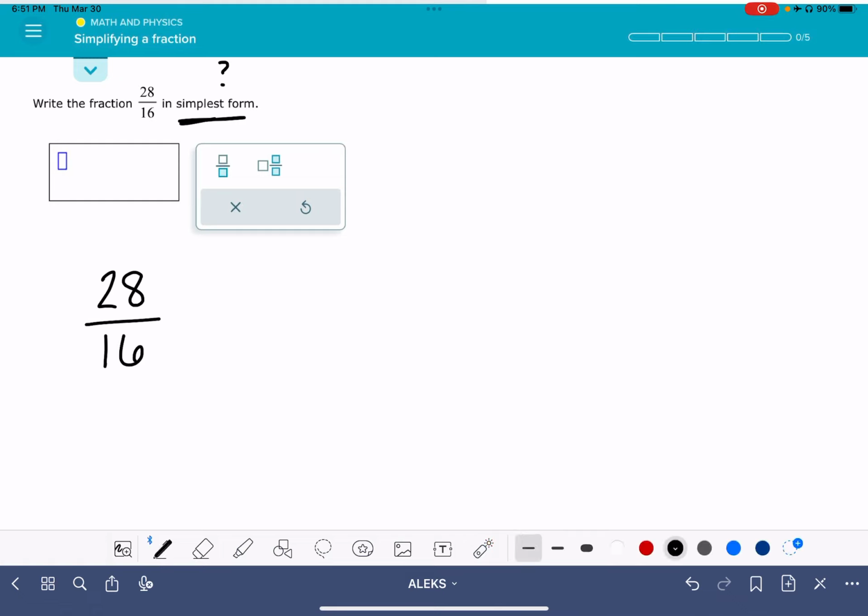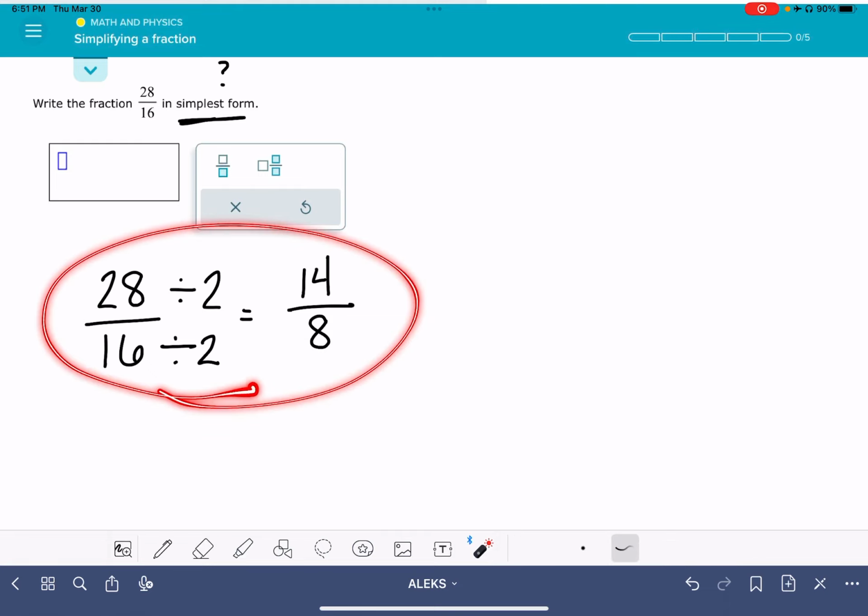So we're looking for something, like let's say, for example, 2. We can divide both the numerator and the denominator by 2. 28 divided by 2 is 14. 16 divided by 2 is 8. This is a great example of simplifying the fraction.